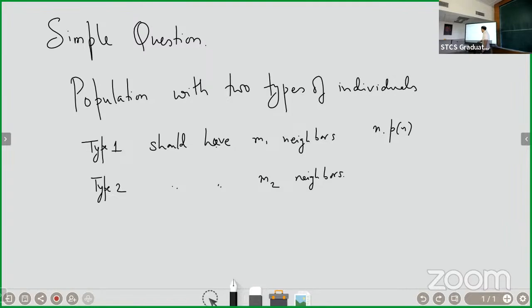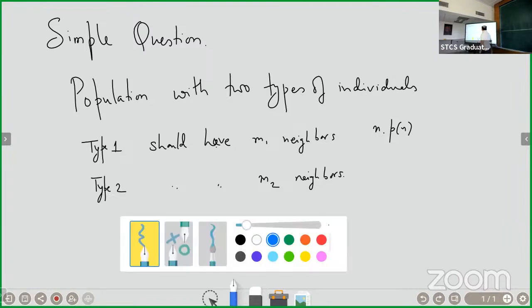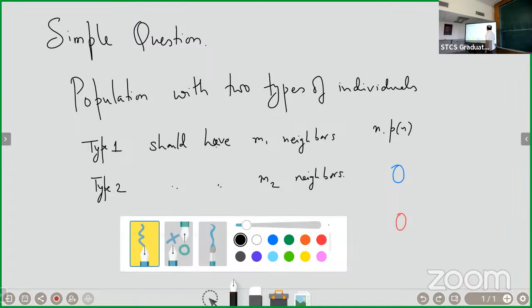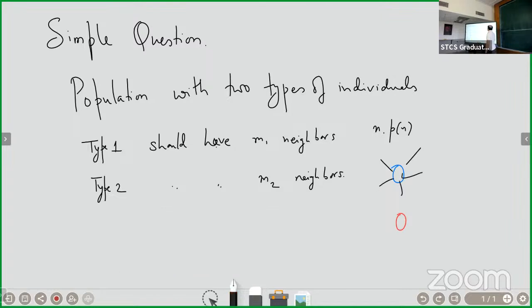So let's use color here. Blue is for type 1. Red is for type 2. You just tell me for one of them. So the blue one will have M1 stubs coming out. And the red one will have M2 stubs coming out. And now what should I do? Then I'll randomly pick a pair and connect. Okay, what will happen?